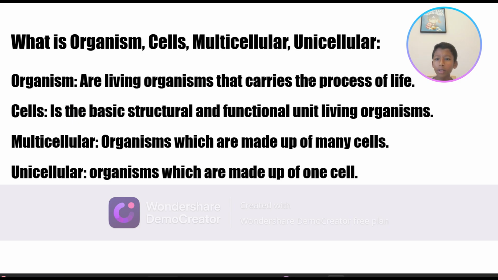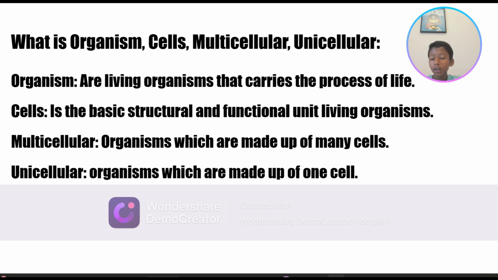So what's an organism? Cells, multicellular, and unicellular. Organisms are living things that carry out the processes of life. A cell is the basic structural and functional unit of a living organism. Multicellular organisms are made up of many cells. For example, our body is actually made up of cells. You guys will be thinking our body is made up of muscles and all those things, but it's actually made up of cells.